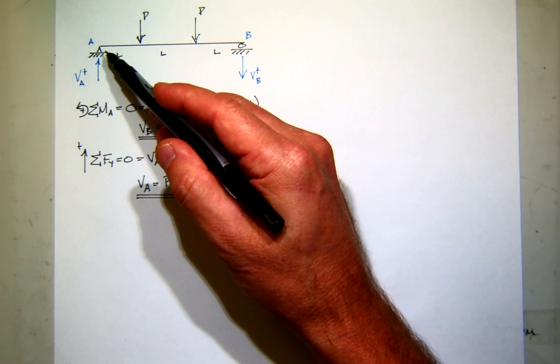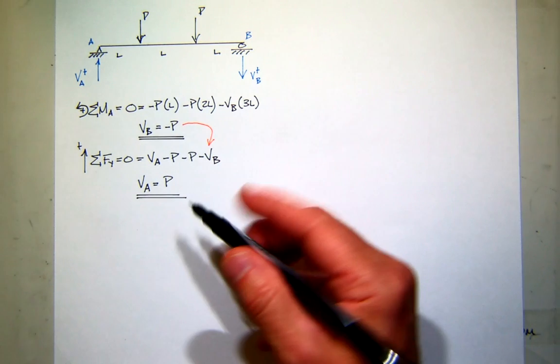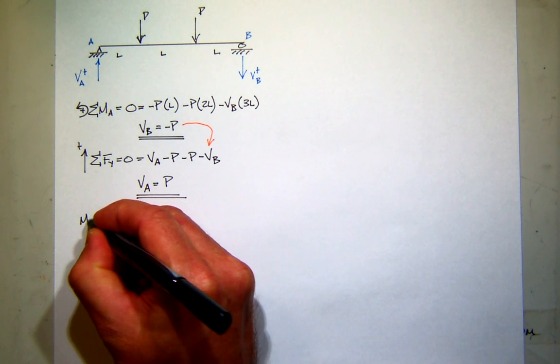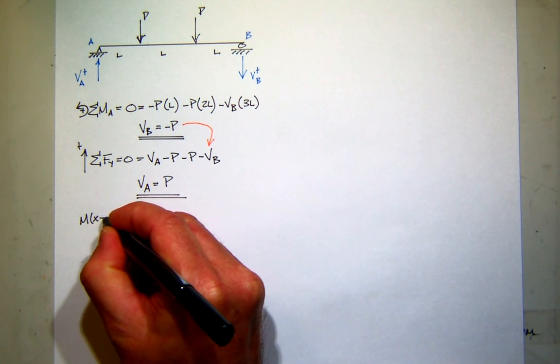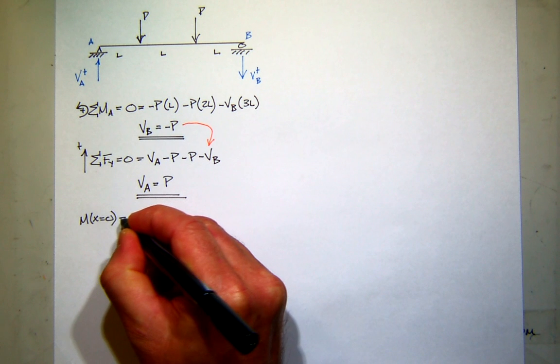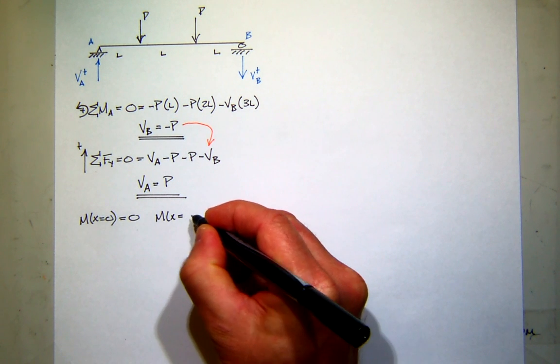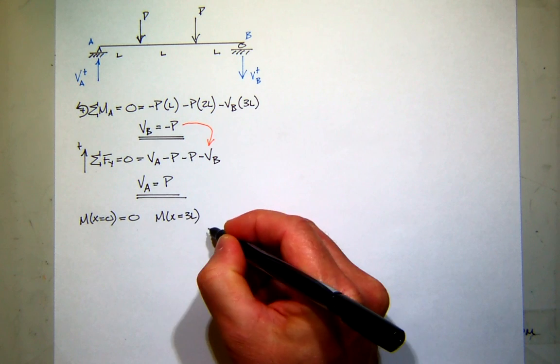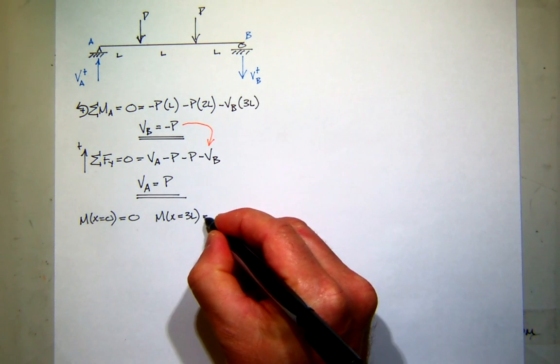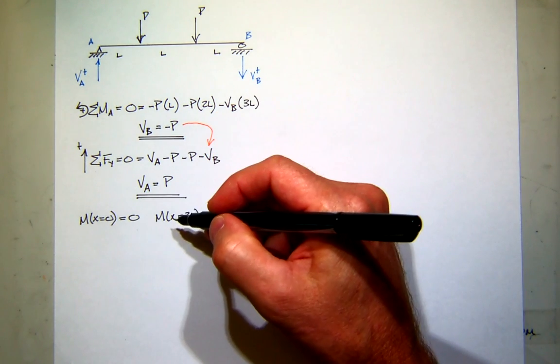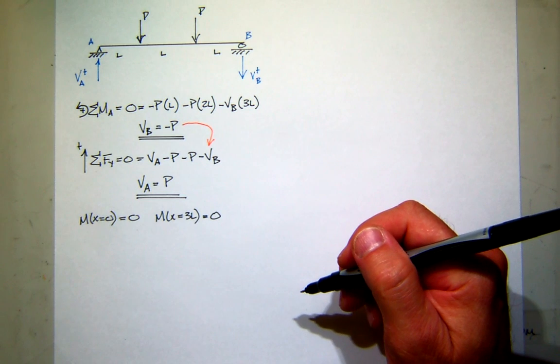Also, what do we know about A in terms of moment? The moment at x equals 0 is, and what is the moment at x equals 3L? 0. So we know a lot about our shear force and bending moment before we even get started.